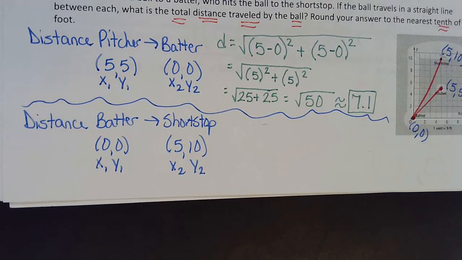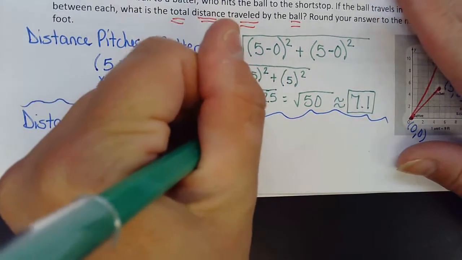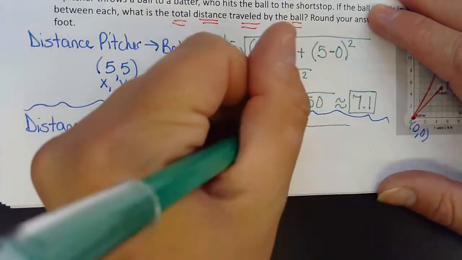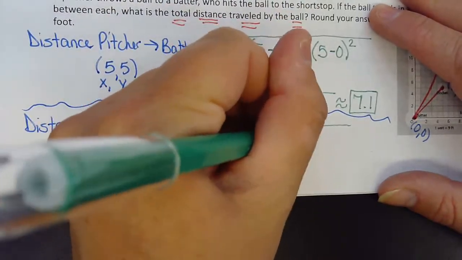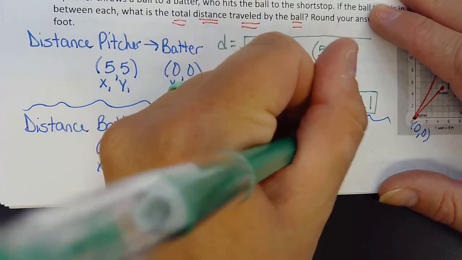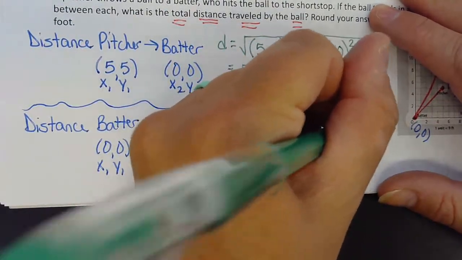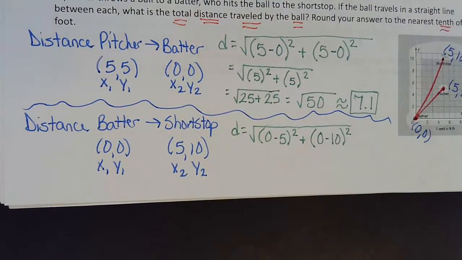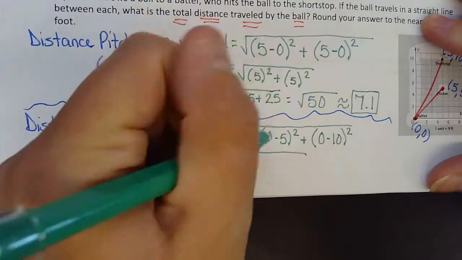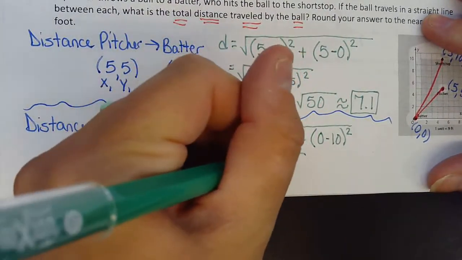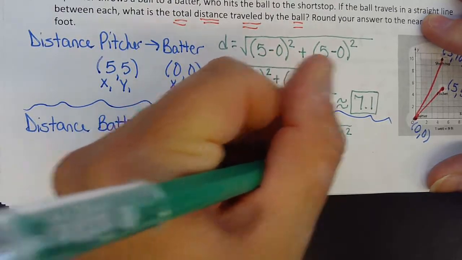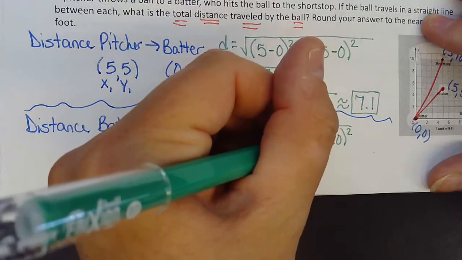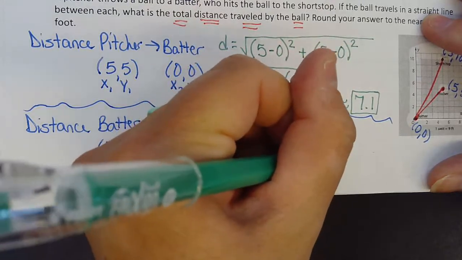And now that I have my coordinates, X1, Y1, X2, Y2, I can plug into the distance formula again. So distance equals the square root of (0 minus 5) squared plus (0 minus 10) squared. Then I simplify what's in the parentheses. 0 minus 5 is negative 5 squared, plus, in parentheses, 0 minus 10 is negative 10 squared.